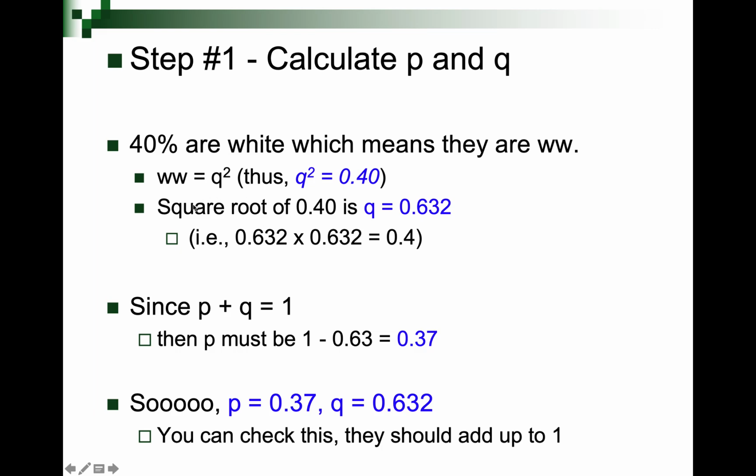So we'll do the square root of 40%, which equals a q of 0.632. That just means if we go 0.632 times 0.632, we should get 0.4. You can do the math on your own and figure that out. It is correct. And since p plus q should equal 1, then p must be 1 minus 0.63, or 0.37. So 0.37 and 0.632. You can check this. They should add up to 1, just to make sure you did the proper math. Okay, and they do. They add up to 1.